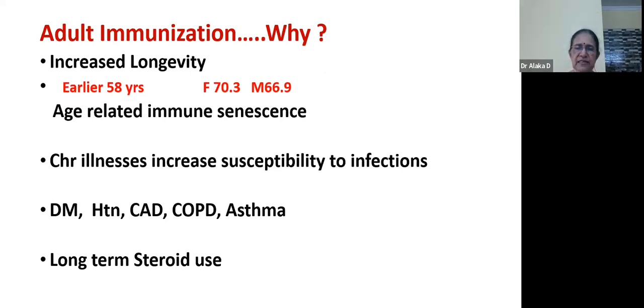And lastly, if you have seen over the last few years, we have many diseases, for example the connective tissue disorders, where we are using steroids for a long term. Steroids are also immune suppressants, and therefore we are using them in many autoimmune disorders. Diabetes, hypertension, CAD, COPD are all called immune compromised diseases. Long-term steroid use also, because of immune suppression, is a condition of immune compromise. So keeping all this in mind, we have to immunize adults and the aging population against vaccine preventable diseases.